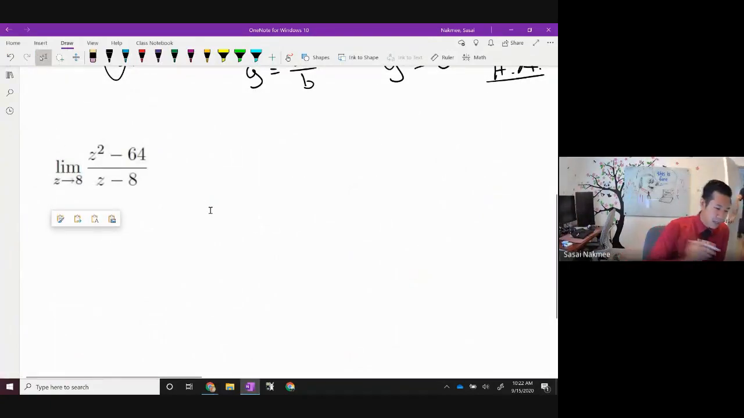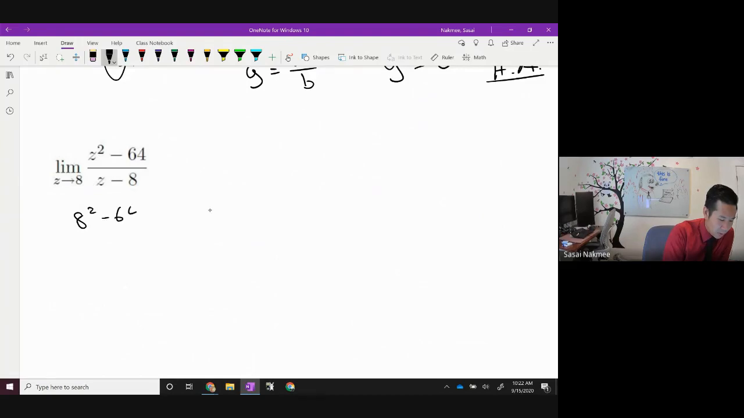And as I was saying, you can try plugging in the value, right? So we can try plugging in z is equal to 8. So I'll get here 8 squared minus 64 over 8 minus 8. And 8 squared is 64, and you get 64 minus 64, which is a 0 in the top, and you get a 0 in the bottom. And this is an indeterminate form. This is something we can't calculate. I don't know what 0 over 0 is, right?